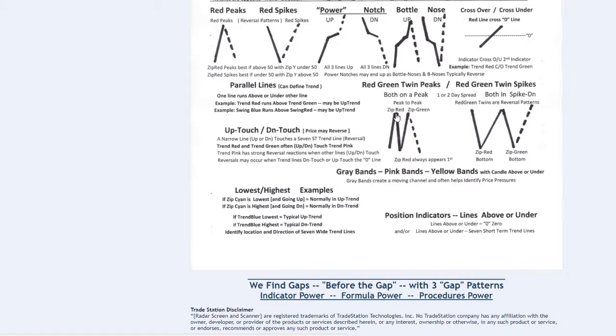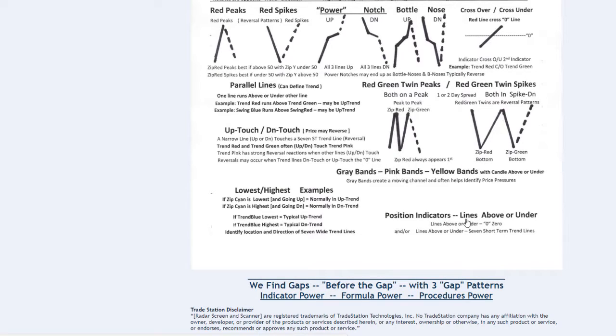And then the rest of it would be you've got red green twin peaks. The left peak would be zip red and the right peak would be zip green, and that's what we refer to as a red green twin peak, and then there's red green twin spikes as well. And then a few other things. Highest and lowest indicators are very important. Don't discount those at all.